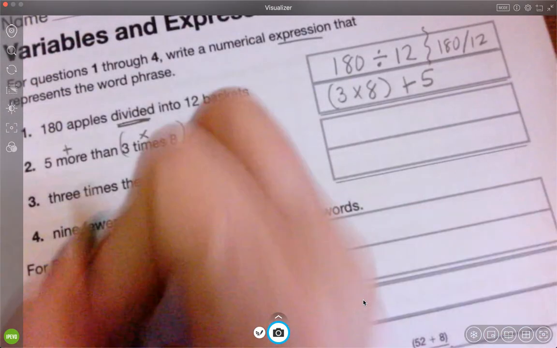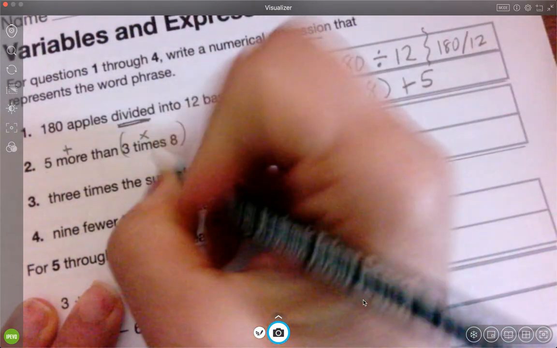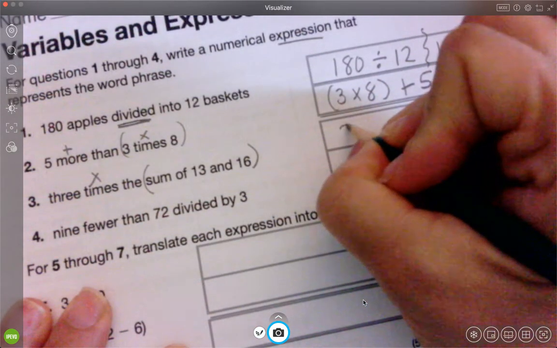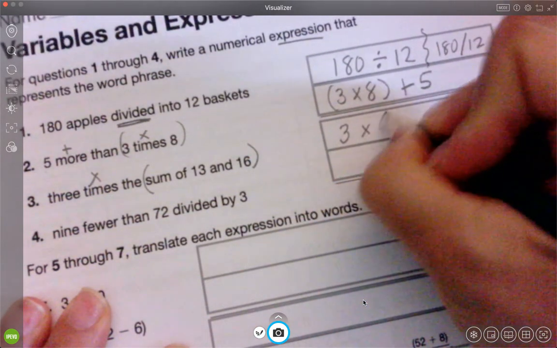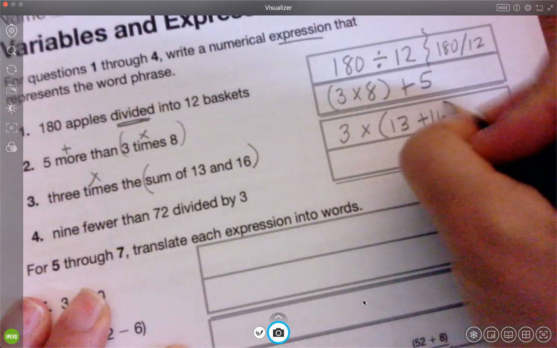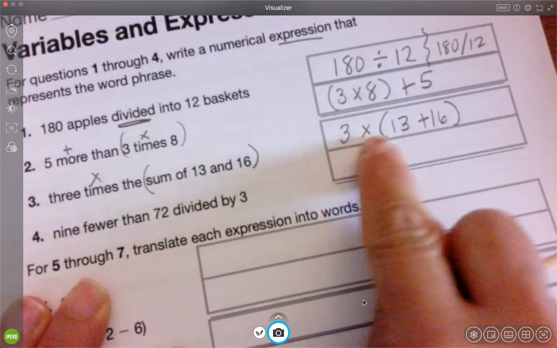Okay, next up. 3 times the sum of 13 and 16. So we've got the sum of 13 and 16, 3 times that. Okay, so I'm going to write this one the other way this time. 3 times the sum of 13 and 16. Again, I'm going to add these 2 together and then multiply times 3.